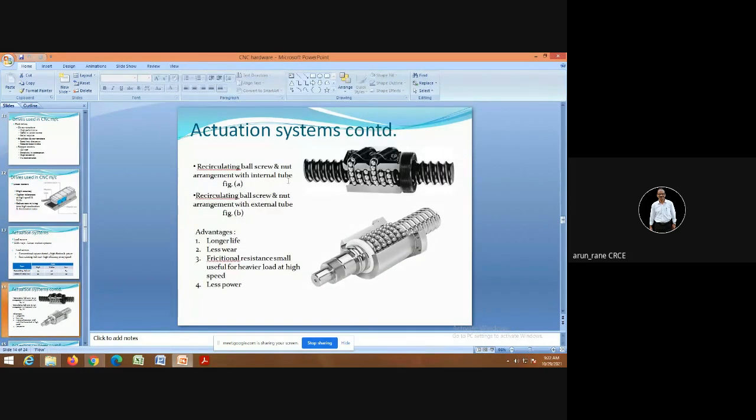This is how a recirculating ball screw and nut will look. So it has less friction, less wear, good movement, less power. The thread profile is almost semicircular, and the balls are fitted between the nut and the screw as shown, and these balls are continuously moving in a channel which is provided in the nut.